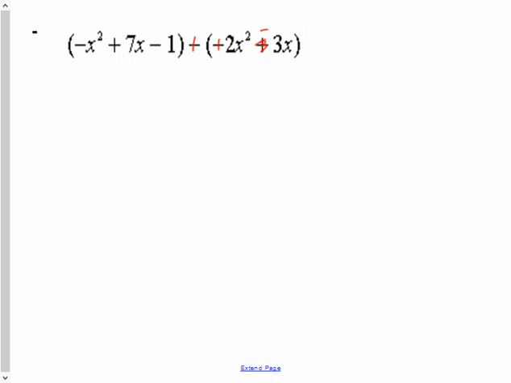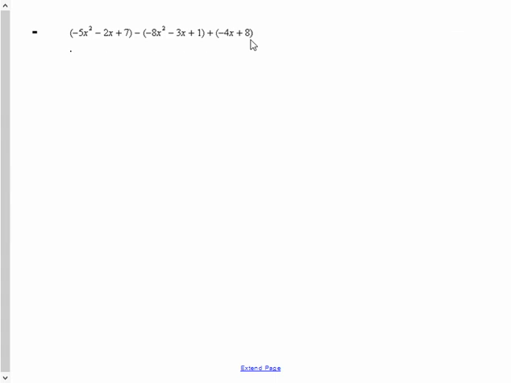So when you do so, you get a negative x squared and a positive 2x squared, which is going to be a positive 1x squared. So your x squared terms are done. A 7x and a negative 3x is going to be a positive 4x. And your constant of negative 1 is going to remain as negative 1. Done.